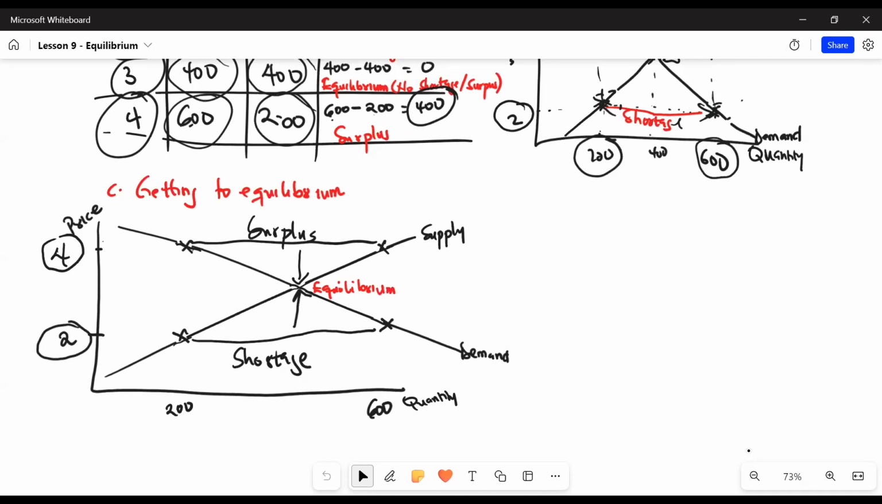Our next lesson will be on shifts in the demand and the supply curve and how they affect equilibrium quantity and price.